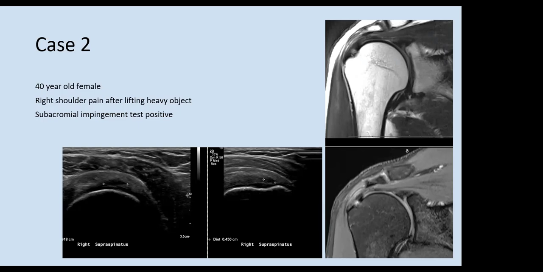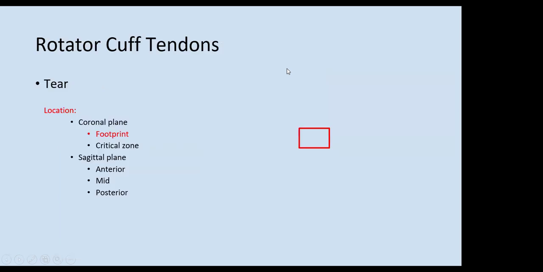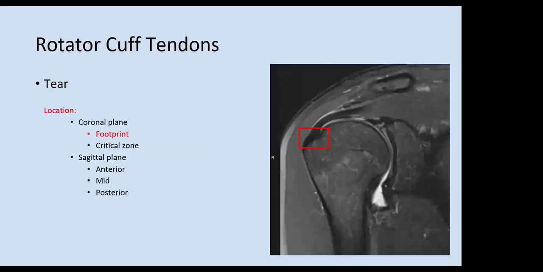Okay, and the partial tear, is it articular-sided or bursal-sided? It is on the articular side. Yes, correct. So this is an articular-sided partial thickness tear of the supraspinatus tendon.